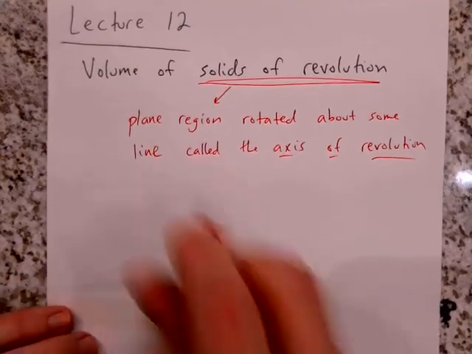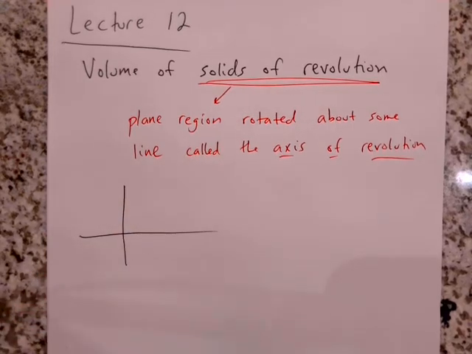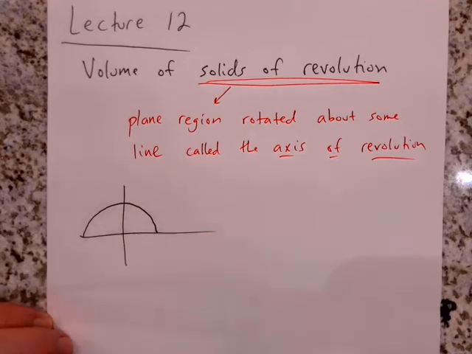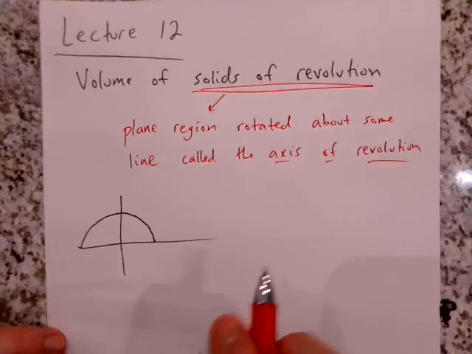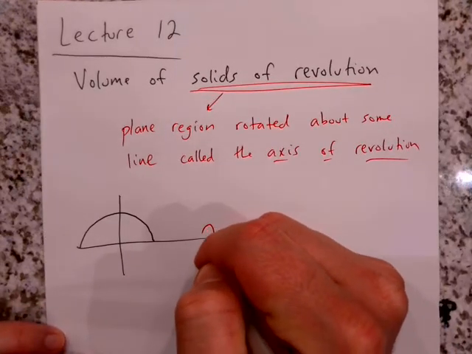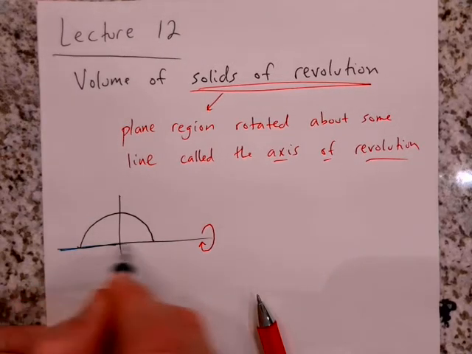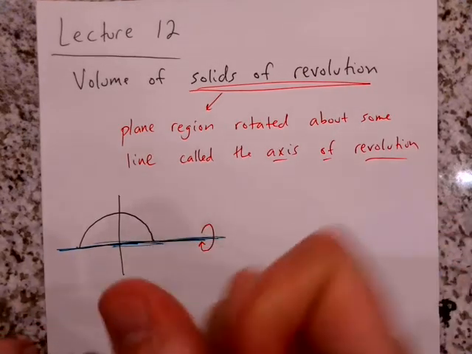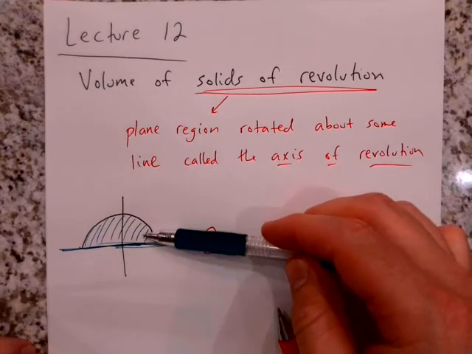So visually, what we're working with here is we start off with some two-dimensional region in the Cartesian plane. For example, let's do a semicircle. And then you rotate it about some line. Usually, the line about which you rotate is denoted with a little looping arrow. So in this case, this line right here, which is the x-axis, is the axis of revolution. We rotate this two-dimensional region about that line, right? So you take it and just wrap it around.